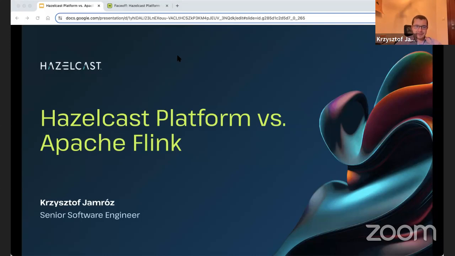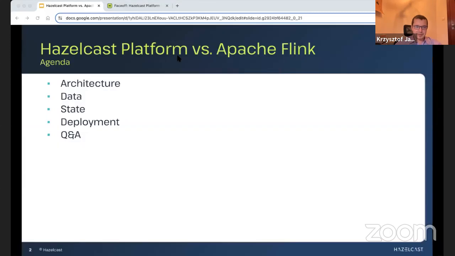Today I will talk about the comparison between the Hazelcast platform and Apache Flink. It's a huge topic, so it won't be a complete comparison, but I'd like to talk about a few things that Hazelcast and Flink have in common, and also about some differences when it comes to stream processing and how it works.